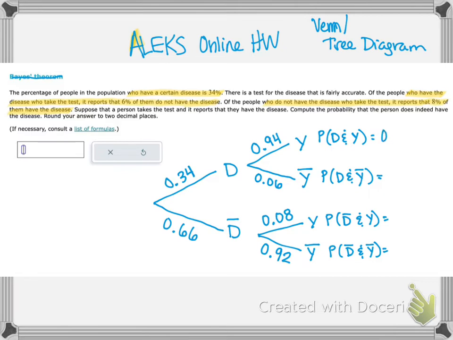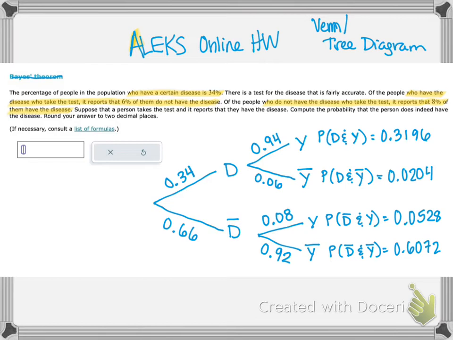And we would get 0.3196. And then I do 0.34 times 0.06, and I'd get 0.0204. Then I go down to the second set of branches. 0.66 times 0.08 is 0.0528. And then we go to the final branch, 0.66 times 0.92, and that's 0.6072. So right now we've got our entire tree filled out.